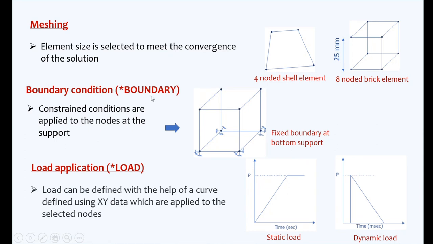And next is boundary condition. We all know in the finite element method we provide boundary conditions at the nodes, and for a column or any structure, you provide them at the nodes at the support of that particular structure. So here I have just shown a fixed boundary condition provided at the bottom of the brick element. For a fixed boundary, you restrain all the translations and all the rotations of this particular node.